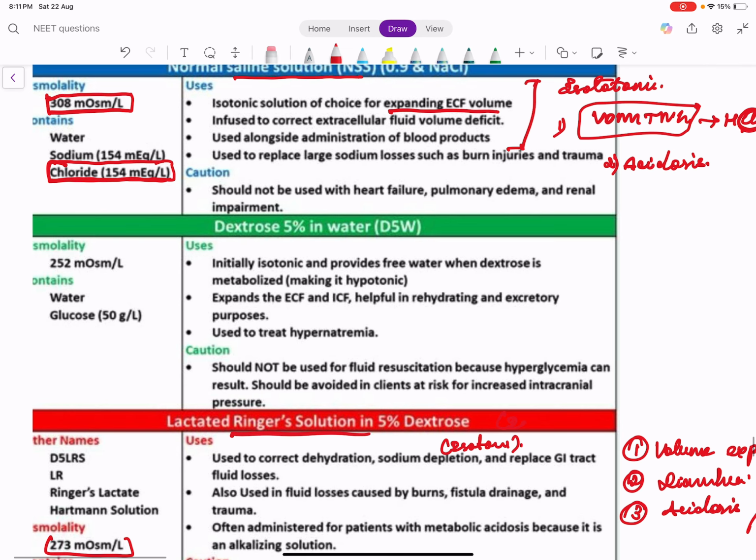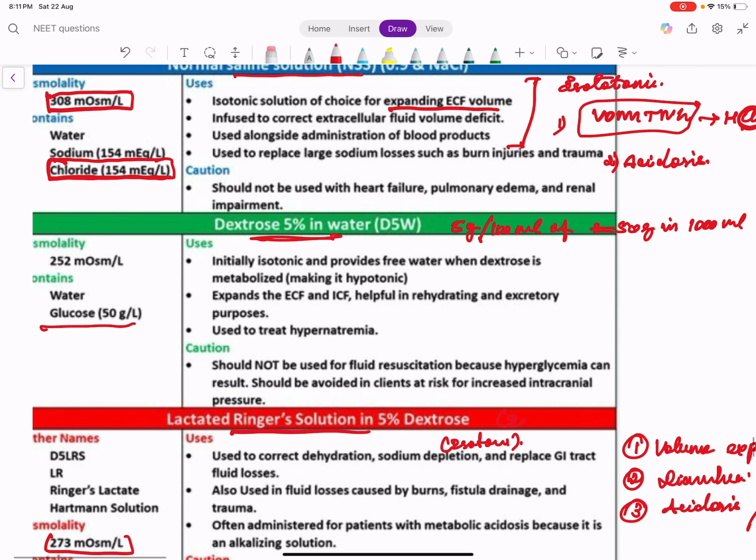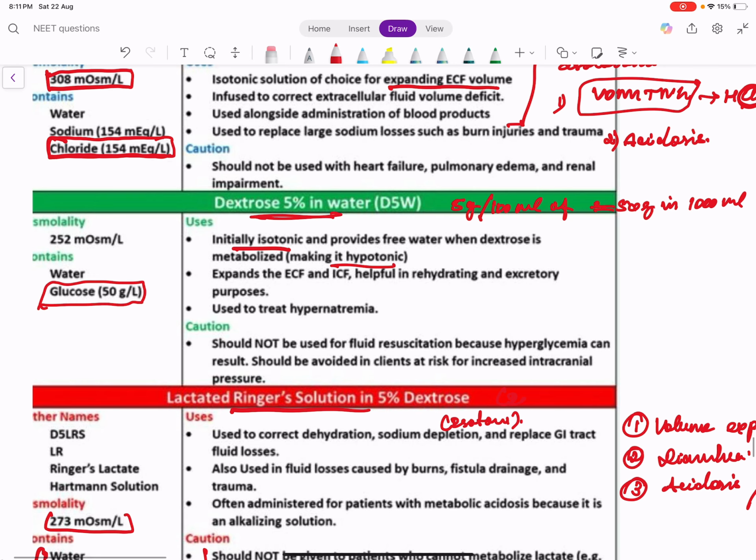Then we discussed 5% dextrose. 5% dextrose has 5 grams in 100 ml of fluid, or 50 grams in 1000 ml of fluid, right? It has only glucose. When this is given in the plasma, it is initially isotonic, but this glucose is taken up by the cells, so it later becomes hypotonic. So it does not expand.